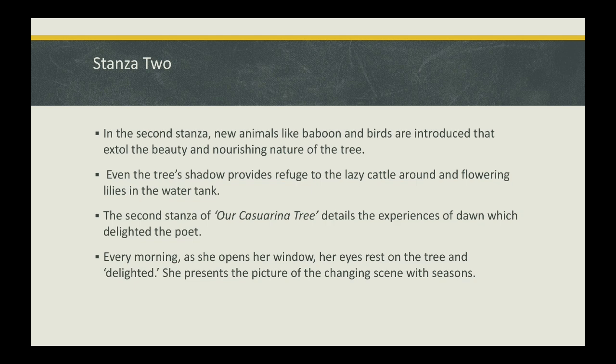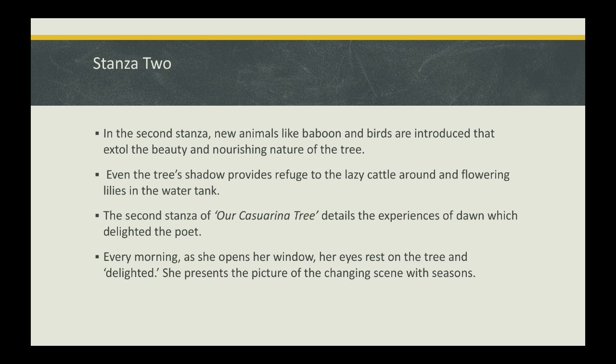The second stanza of the poem details the experience of dawn which delighted the poet. So every morning the poet used to watch the tree, and she got delighted by the appearance of this tree and its surroundings and the things that she can see in the tree. Every morning as she opens her window, her eyes rest on the tree. Her eyes possessed the beauty of the tree, the vision of the tree. Her eyes rest on the tree and are delighted.